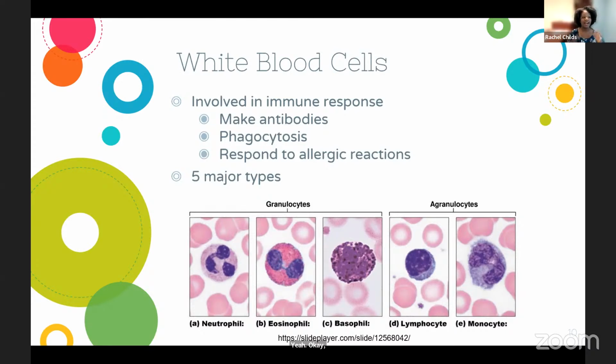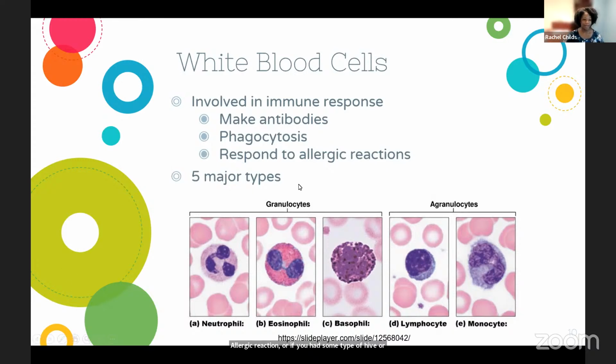Okay, so the largest category of cells in your blood would be your white blood cells. They all play some type of role in the immune response. Some make antibodies to fight off infection. Some of them play a role in phagocytosis, which is the ingesting or engulfing of foreign material to kill it and then recycle any of its products. And then some have a role in allergic reaction. So you'll see some of these cells increased if you had a medication allergic reaction or if you had some type of hive or rash that you see in a specific area.